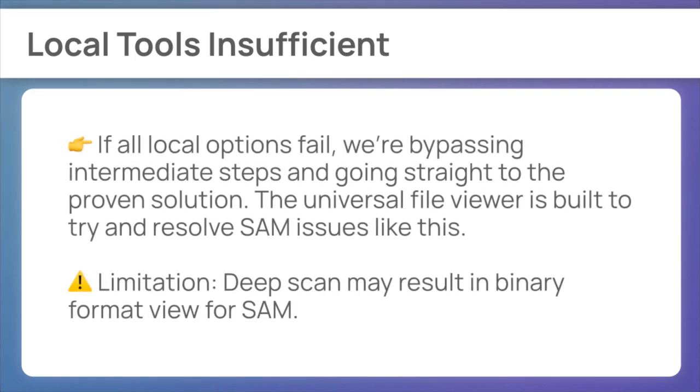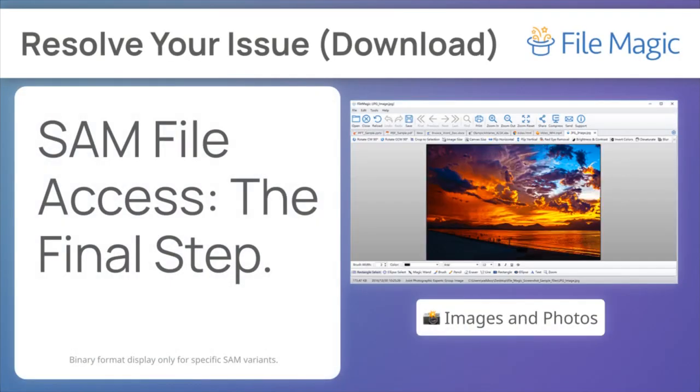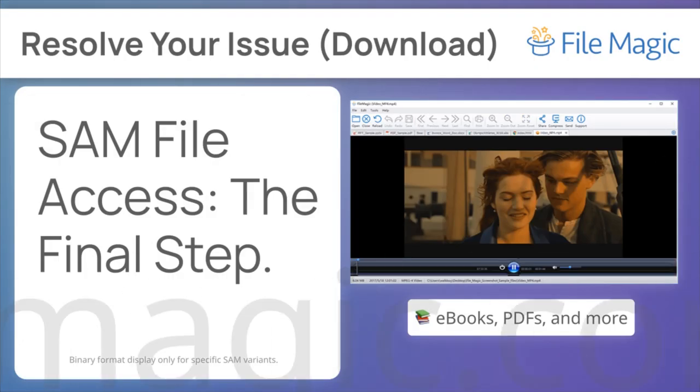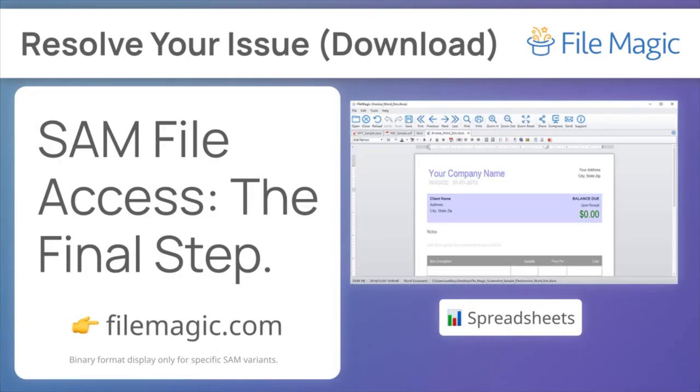If the file remains stubbornly locked, it's definitive proof that a proprietary logic-based tool is necessary. The Universal Viewer is specifically designed to try and resolve SAM issues like this. The search is over. FileMagick is the specialized Universal Viewer you need. It handles any SAM format, available at filemagick.com.